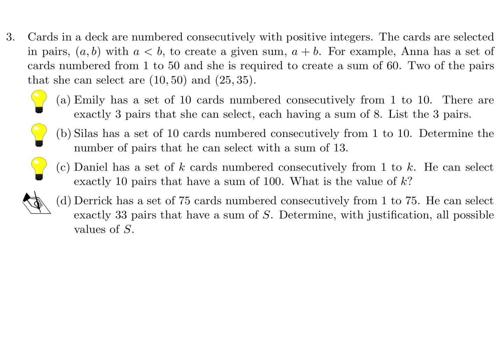Cards in a deck are numbered consecutively with positive integers. The cards are selected in pairs AB with A less than B to create a given sum A plus B. For example, Anna has a set of cards numbered from 1 to 50, and she is required to create a sum of 60. Two of the pairs that she could select are 10, 50, and 25, 35.